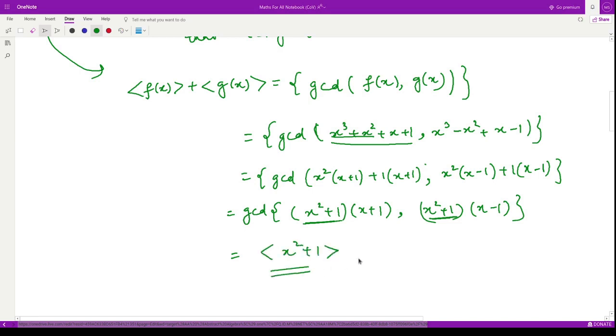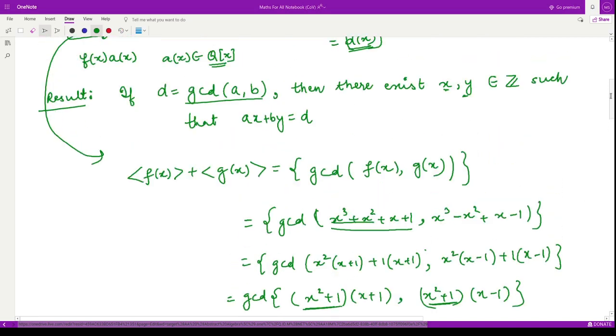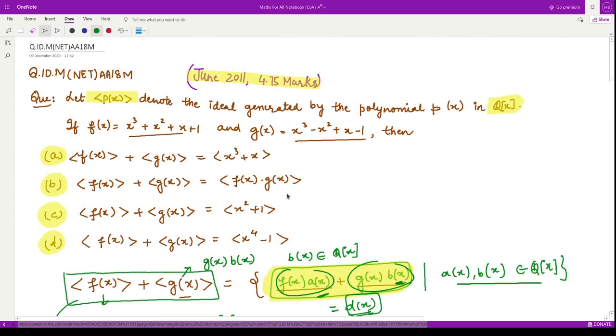So this is our answer. Let us have a look at our options. Accordingly, option C is the correct option.